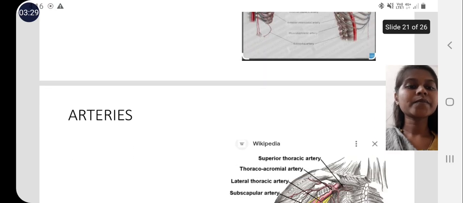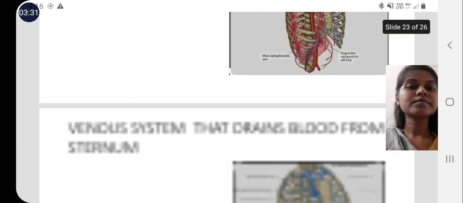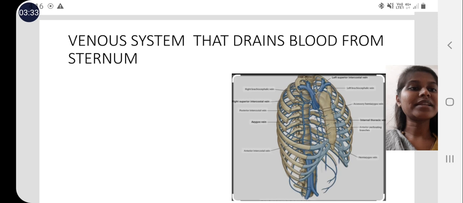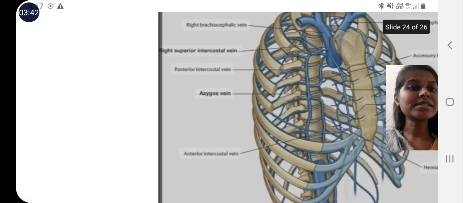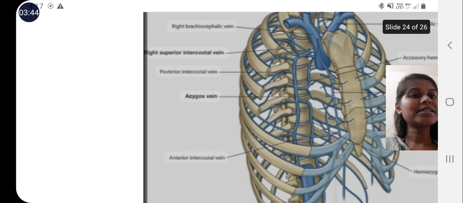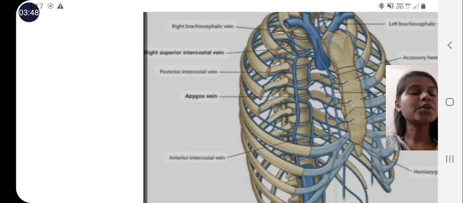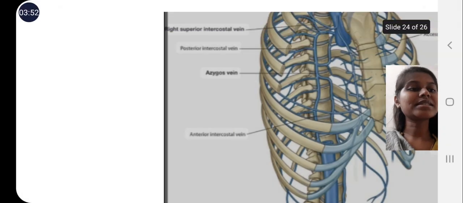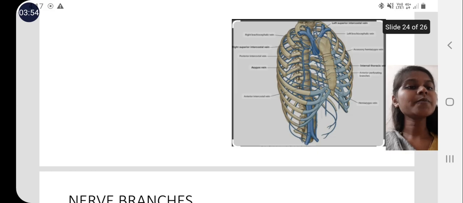and this is the venous drainage from the intercostal spaces and intercostal muscles. All the blood from the intercostal muscles is collected by the intercostal veins to the azygos vein, to the SVC, which then drains into the RA.